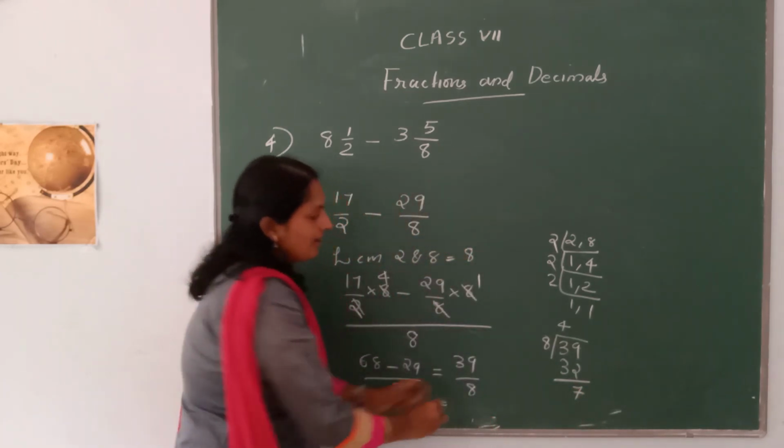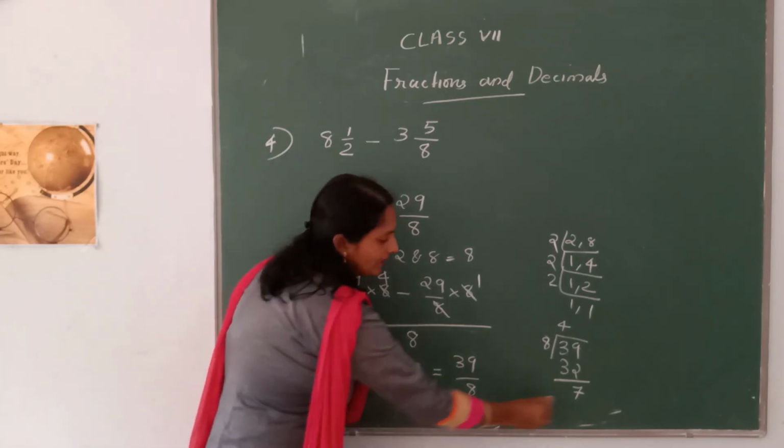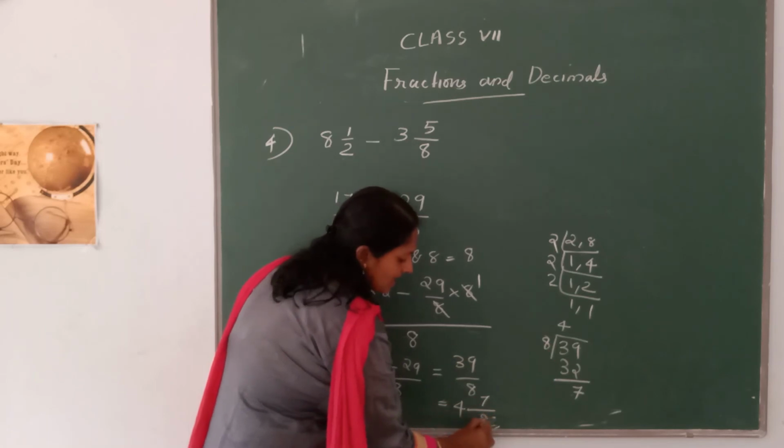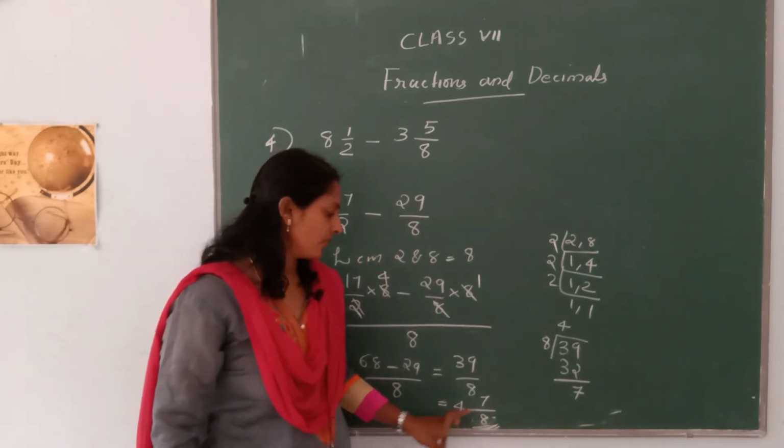Then we will take the quotient as the whole number, the remainder as the numerator and the divisor as the denominator. Therefore, the fraction is 4 7 by 8.